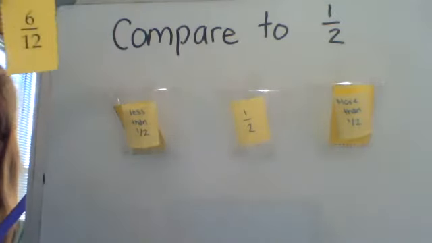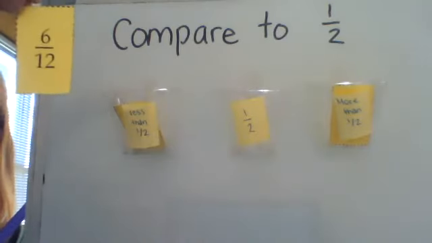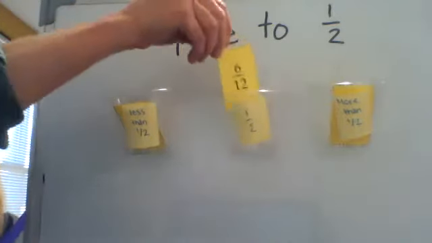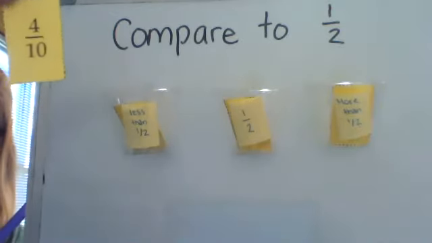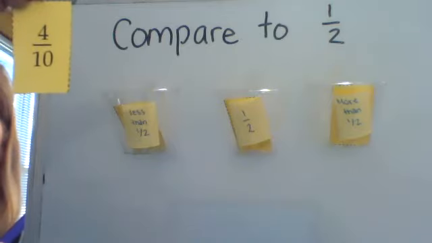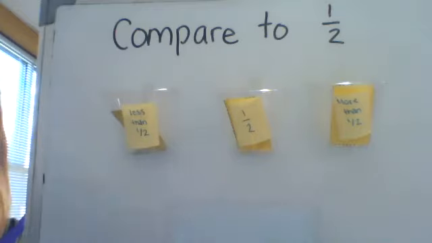How about this fraction? 6/12. Well, I know that there are 12 parts in the whole thing. 6 is actually exactly half. If I have 6 of the 12 parts, I have half of whatever that whole is that it's representing. How about 4/10? The denominator tells me that there's 10 parts in the whole. 5/10 would be half. So this is clearly less than half.